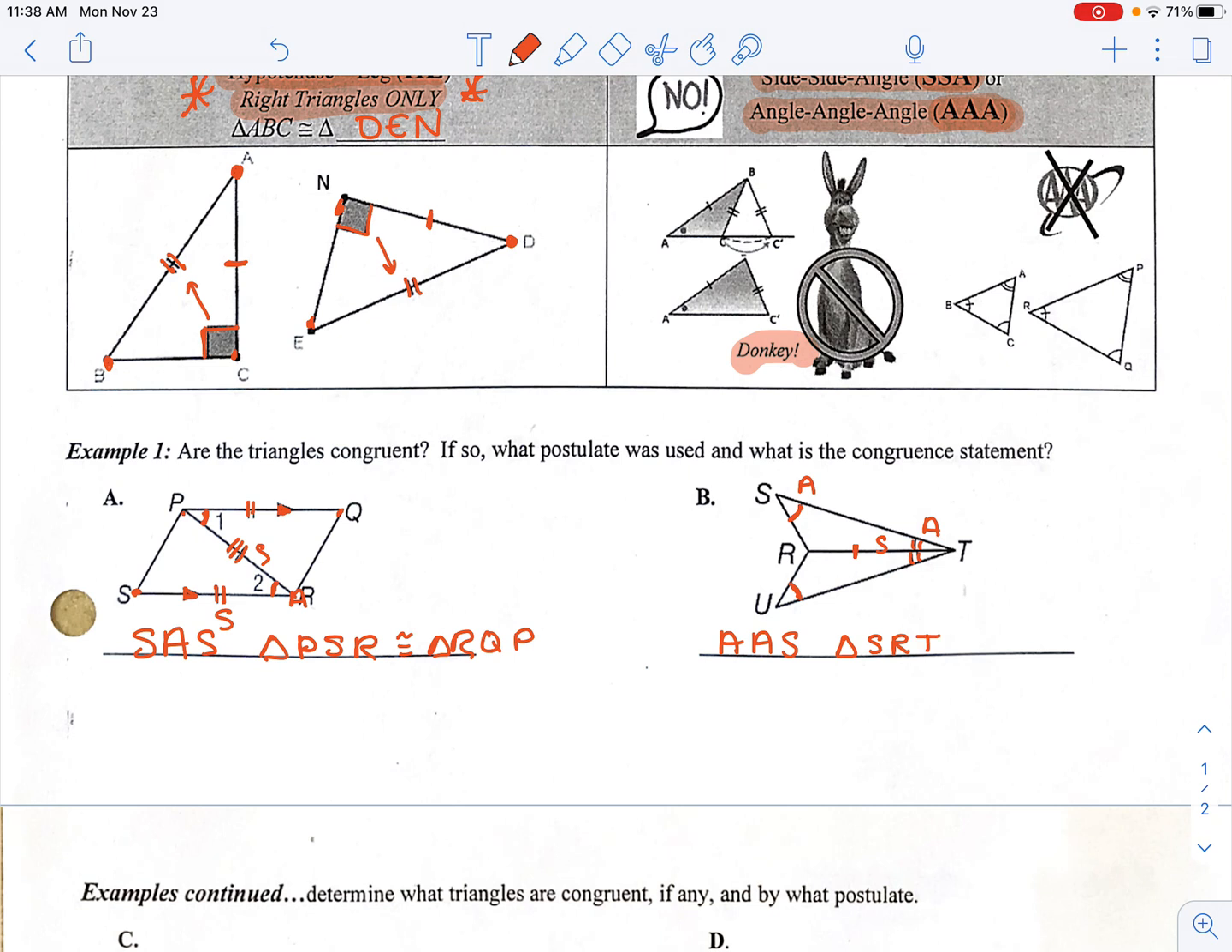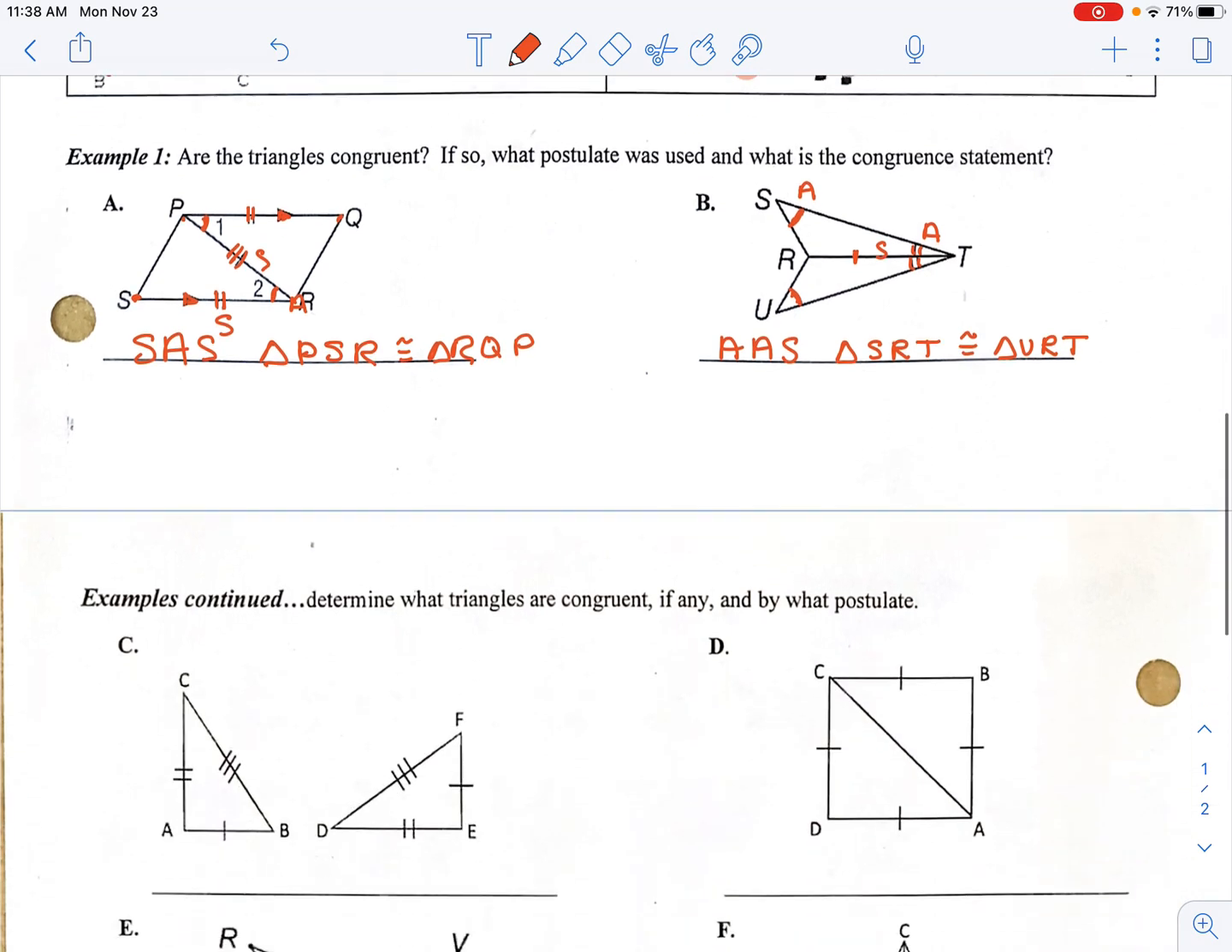My congruent statement, I could say this is triangle SRT for the first triangle. It's congruent to triangle... The angle that matches S is U. The one that matches R is R, and then T.